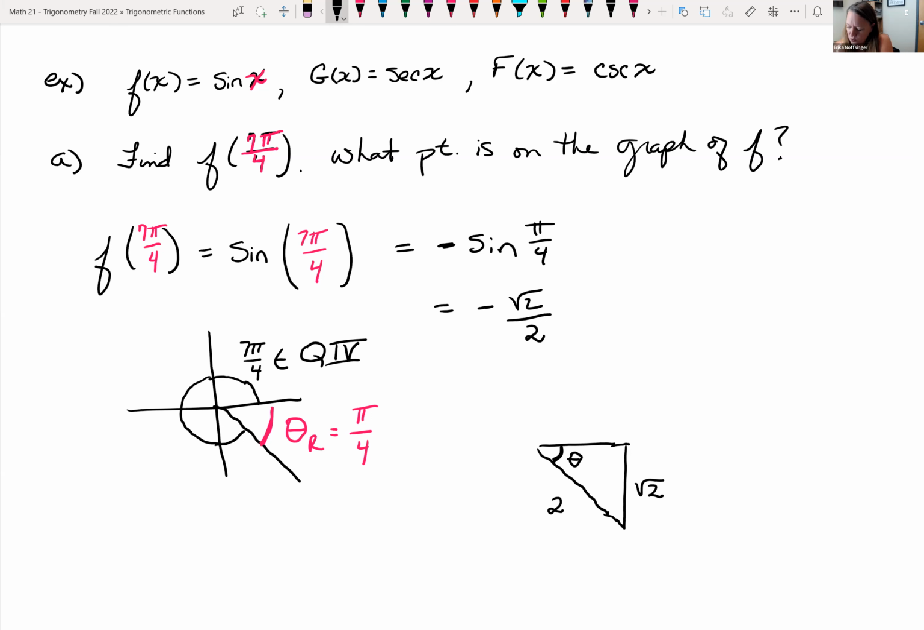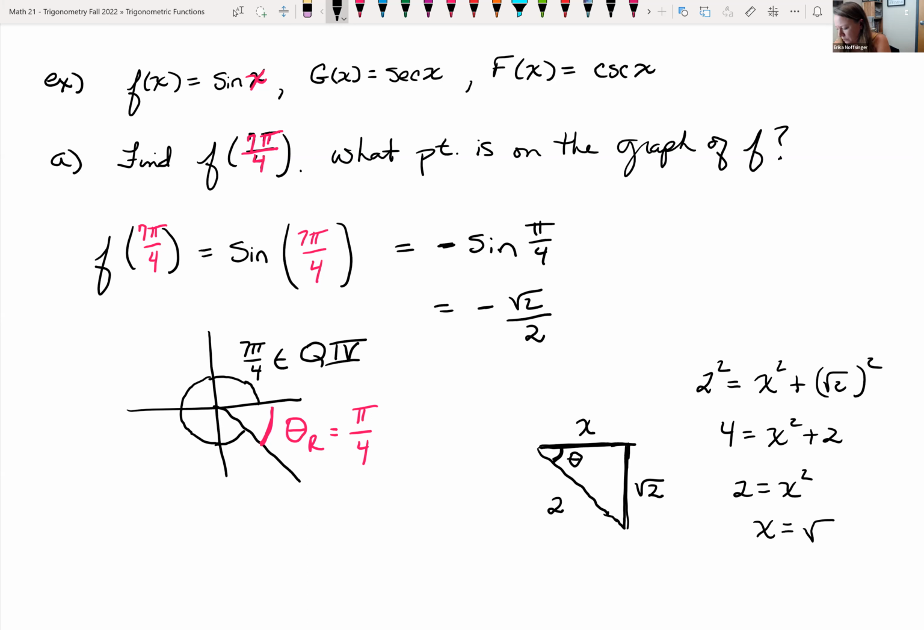So let's figure out what this side is right here. And so maybe let's just call it x. So we know that 2 squared, the hypotenuse squared, is equal to x squared plus root 2 squared. So we have 4 is equal to x squared plus 2. Subtracting 2 on both sides, we get 2 is equal to x squared. So x is equal to root 2.